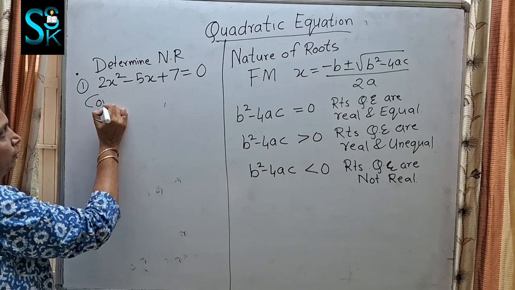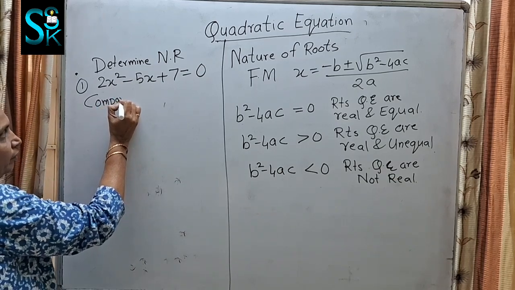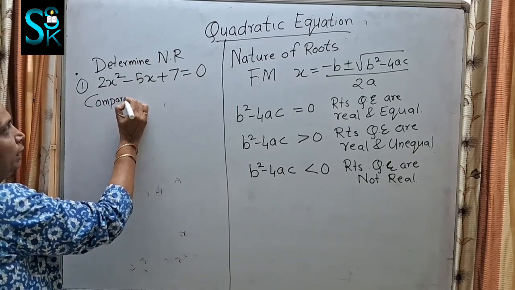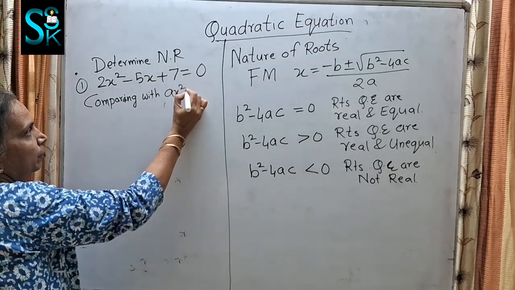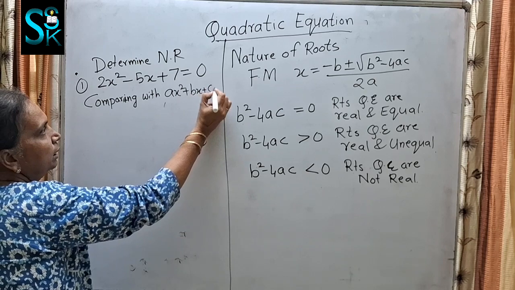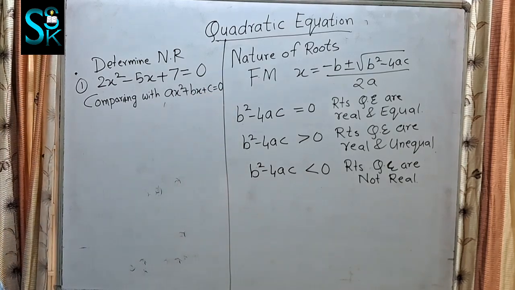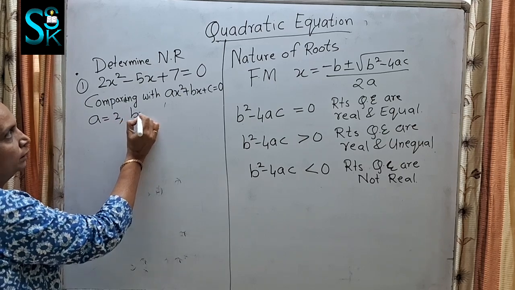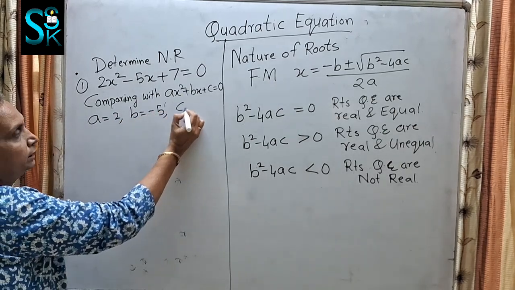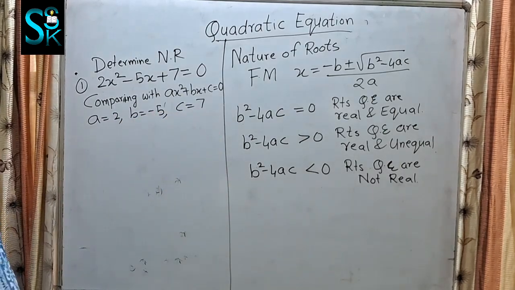So just like the formula method, you are just going to compare. You are going to write comparing with ax square plus bx plus c is equal to 0. Then what is your a? a is equal to 2, b is equal to minus 5 and c is equal to 7.